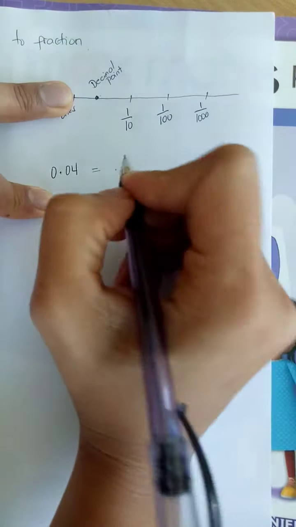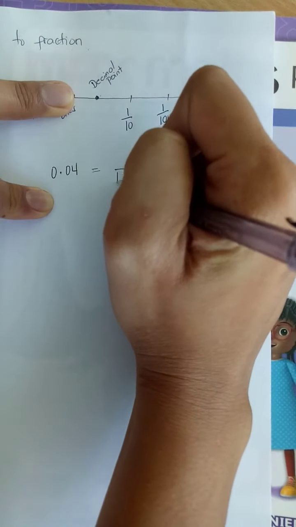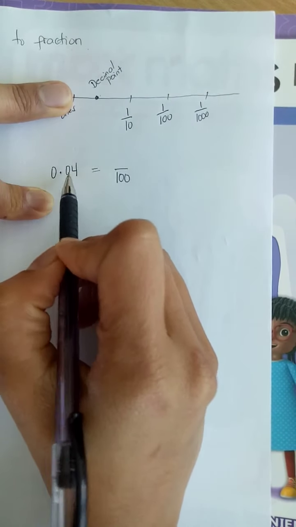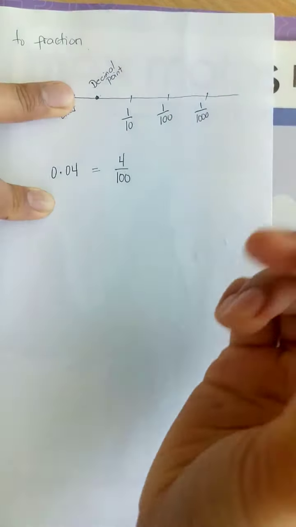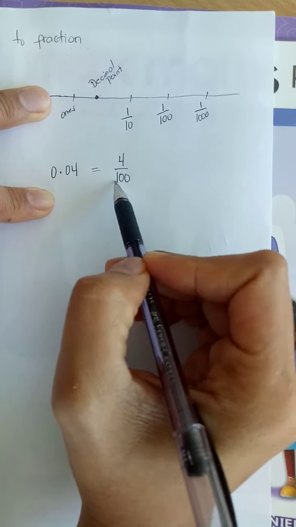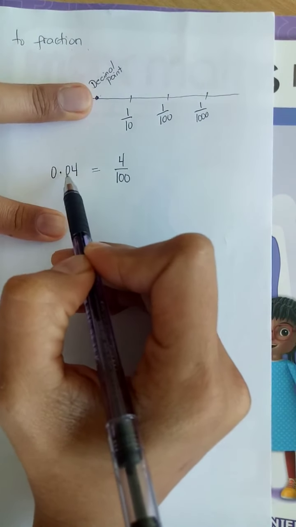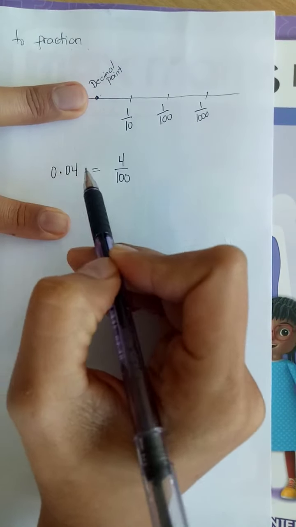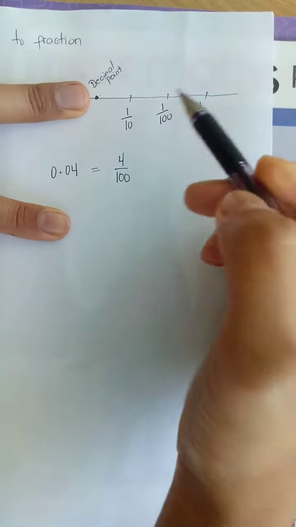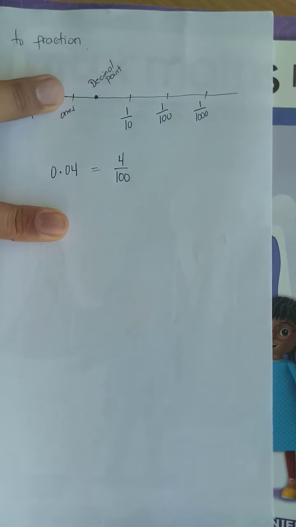So since we're answering in fraction, we're going to put a line here. So we put 100 here. And we are just going to use 4. We don't have to use the 0. So the equivalent fraction of 0.04 is 4/100. The other way that we did it before is we count how many digits from the decimal point, 1, 2. So that's how many zeros you're going to use, and then you use this number as your numerator. I'll give another example.